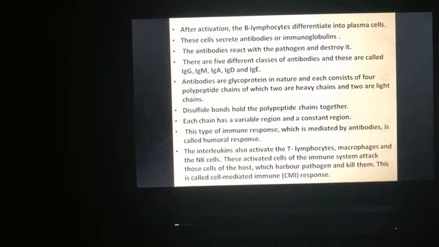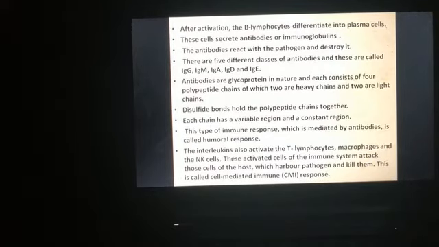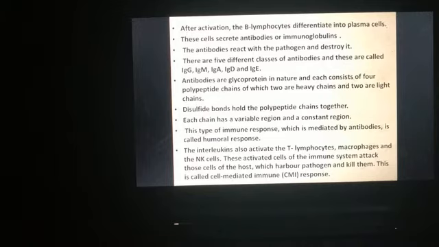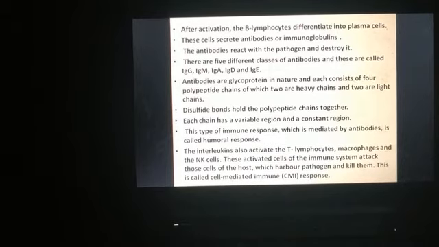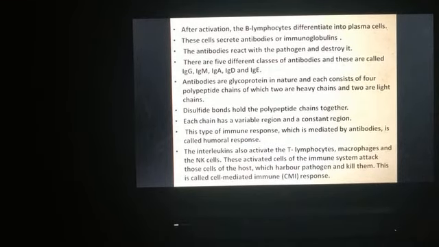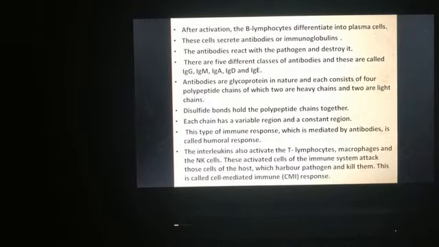Now there are 5 different classes of antibodies: immunoglobulin G, immunoglobulin M, immunoglobulin A, immunoglobulin D and immunoglobulin E. These antibodies are glycoprotein in nature, and each consists of 4 polypeptide chains, of which 2 are heavy chains and 2 are light chains. I will show you the diagram.